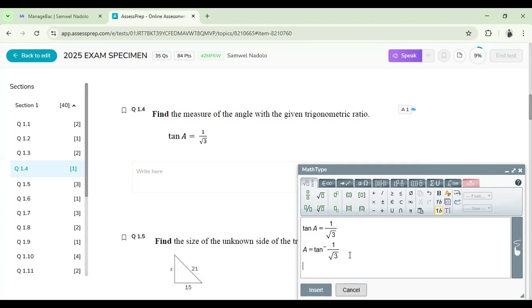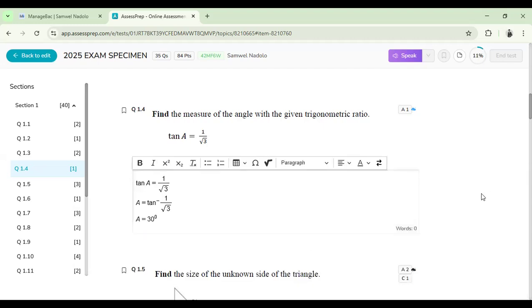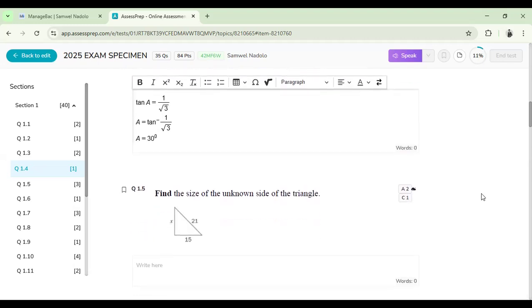So at that point, you will be awarded. So just write your answer here. If you use your calculator, your answer should be 30 degrees. So then you insert it there, and you earn your 1 mark.